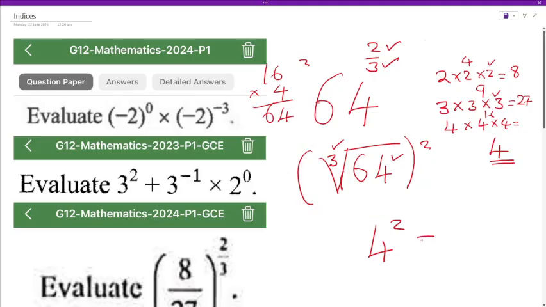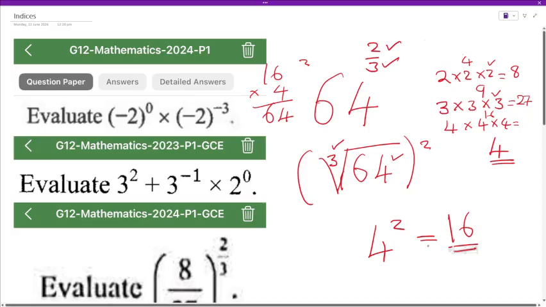Okay, then you simplify. What is 4 raised to the power of 2? 16, because 4 times 4 is 16. So that is how you solve these questions. Let us now look at exam questions, then we'll go to exponential equations.